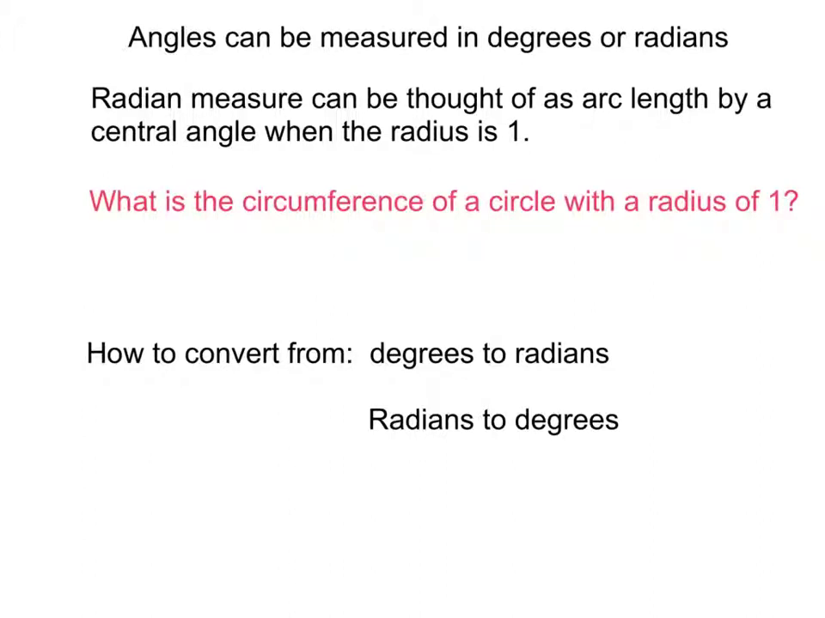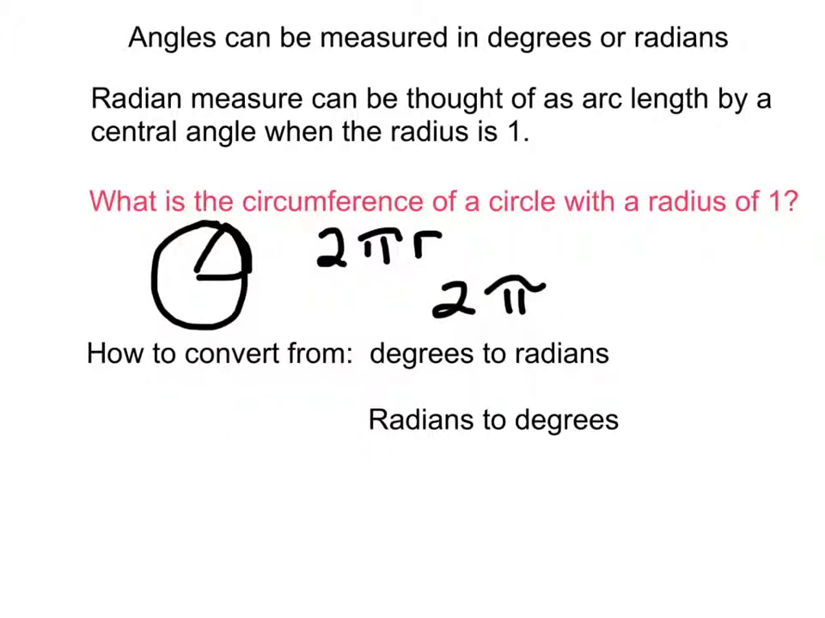Radian measure can be thought of as an arc length by a central angle with a radius of 1. So here's my circle, radius 1, I have a central angle. This is radian measure. What is the circumference of a circle with a radius of 1? Well, circumference is 2 pi r, and if r is equal to 1, then the circumference is 2 pi. So therefore, we have 2 pi radians going around my circle. If I went around that circle in degrees, starting on the positive x-axis, I went 360 degrees.